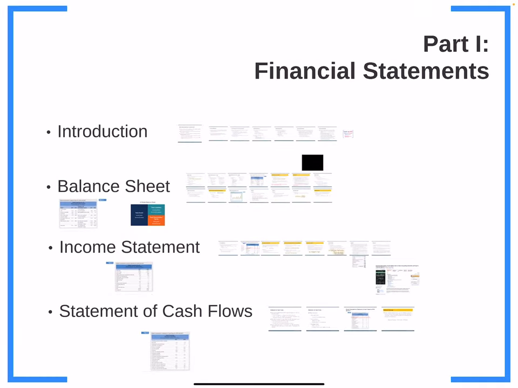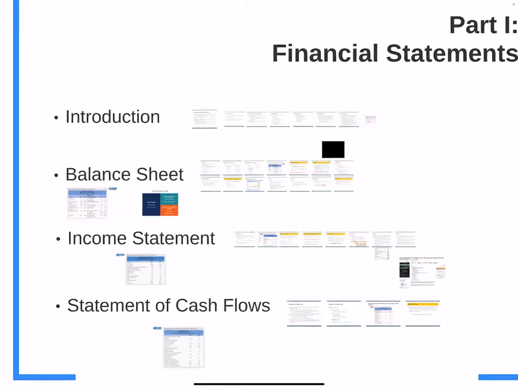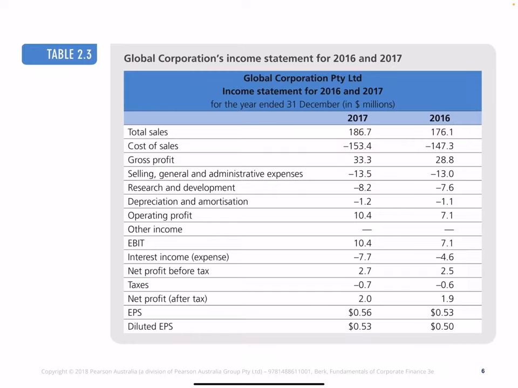So we have now introduced the balance sheet. Now let's move on to the next one, the income statement. Also a very, very important one. So here we have a typical income statement. As the name suggests, an income statement should give you an idea of the income earned by the company.